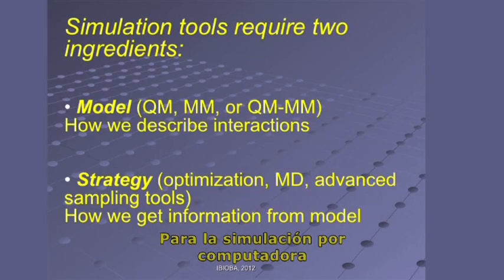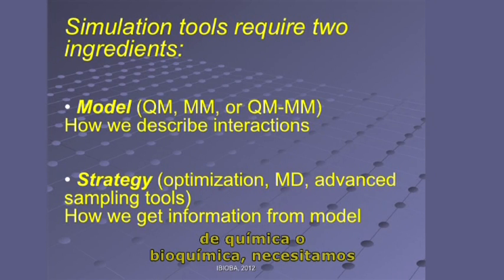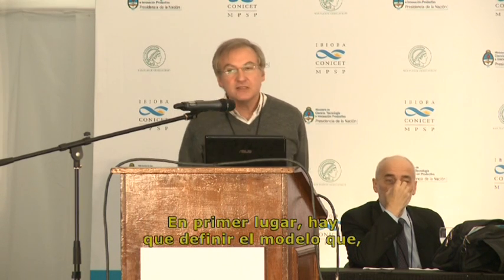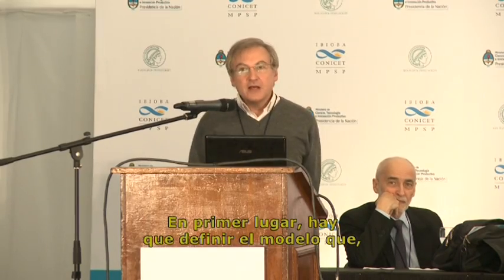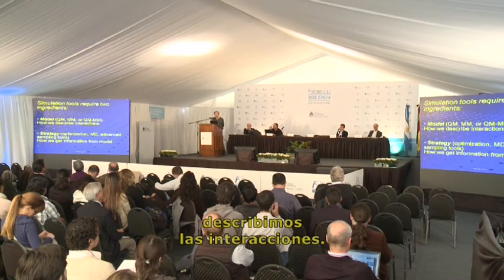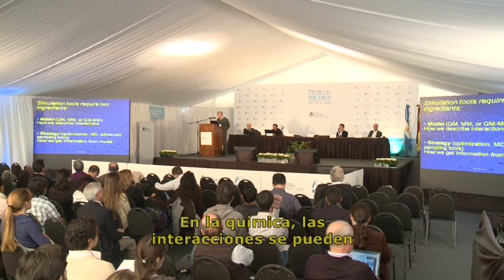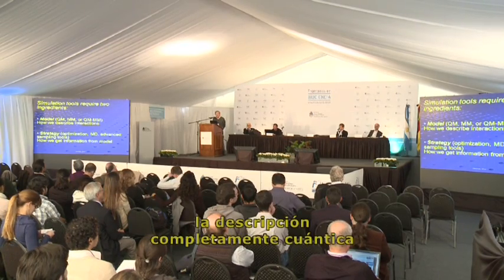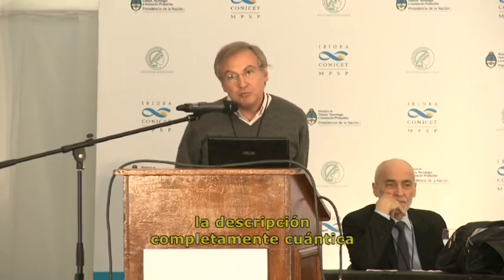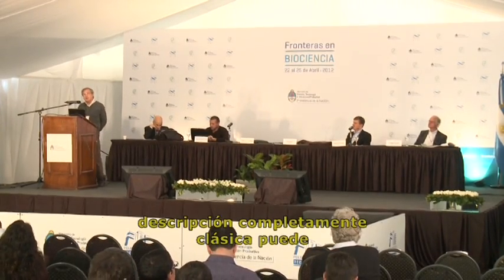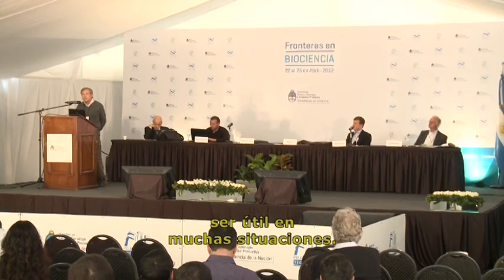When we do computer simulation in chemistry or in biochemistry, we need really two tools, two different things. The first thing is we have to define the model. And the model is, in simple terms, the way in which we describe the interactions. And the interactions in chemistry can be described at different levels. A completely quantum description would be the best, but it's very expensive. A completely classical description can be useful for many situations.